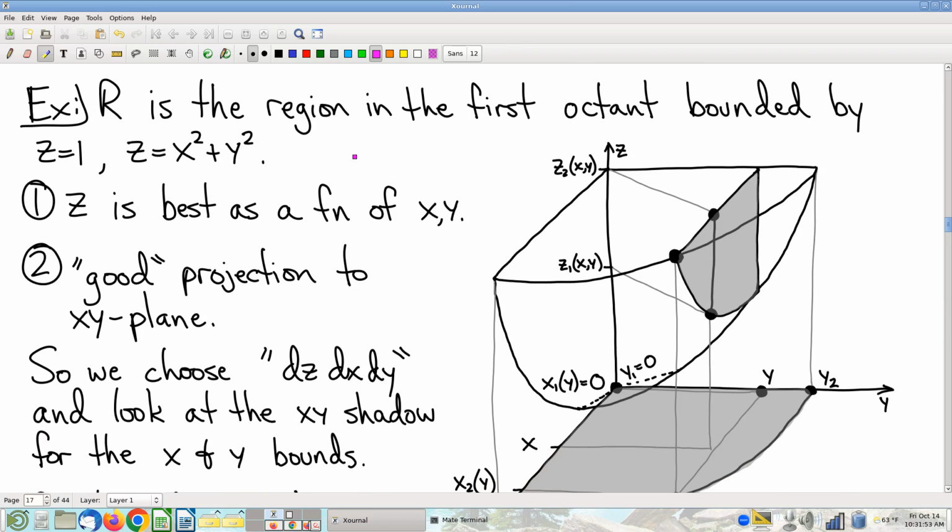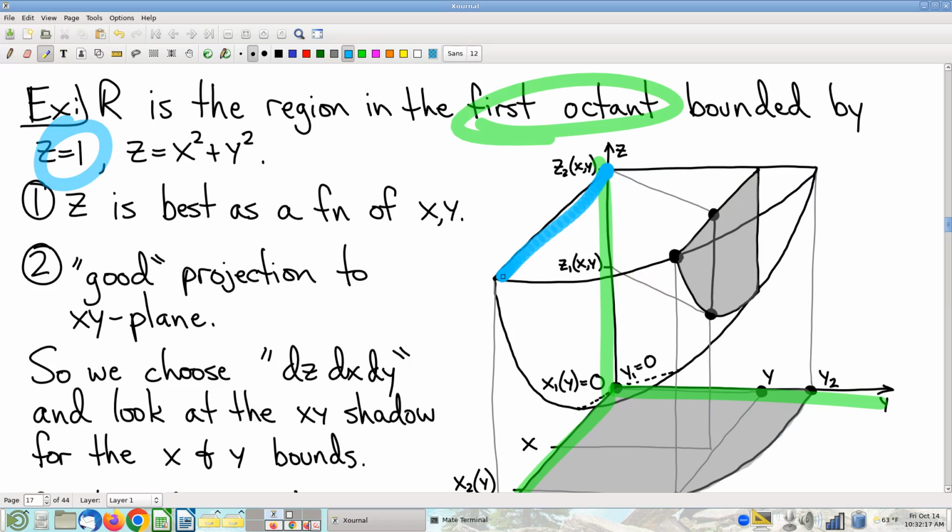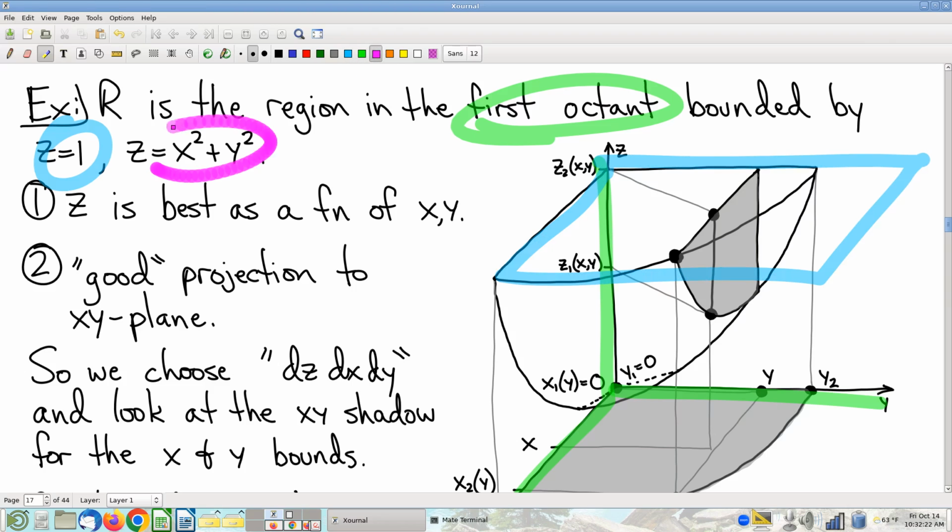So, okay, there's that bounded by language. We're going to have to think through what's been described here and then make sure we pick the solid that we can put in a box, bounded, right? And whose boundary consists of what's described. So here I have the first octant, and we've got this plane, z equals 1. And we've got this paraboloid, z equals x squared plus y squared.